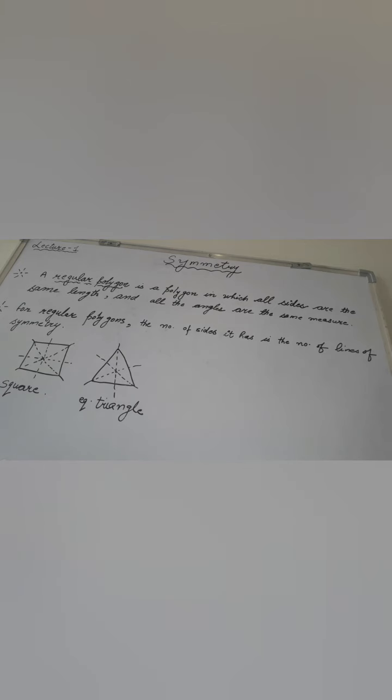Now, here one thing you came to notice: for regular polygons, the number of sides it has is the number of lines of symmetry it has. Suppose I have the square, and you know a square has 4 sides and all the sides are equal in length. So it means I have 4 lines of symmetry, as I have also shown you on the paper. Similarly, an equilateral triangle has 3 sides and all the 3 sides are equal in length. So therefore, it has 3 lines of symmetry. Right, students?